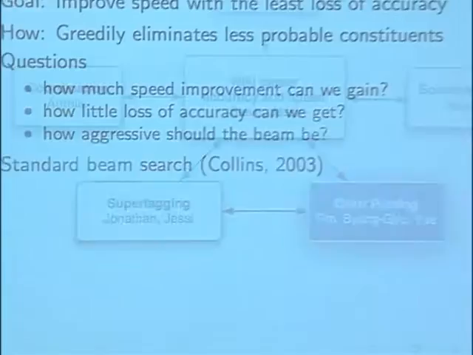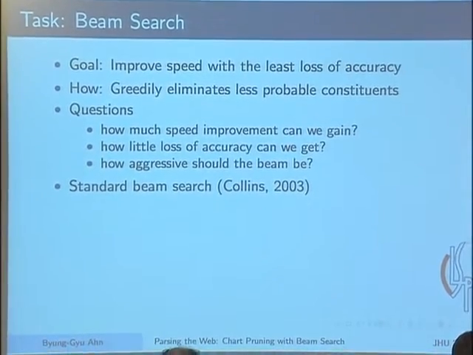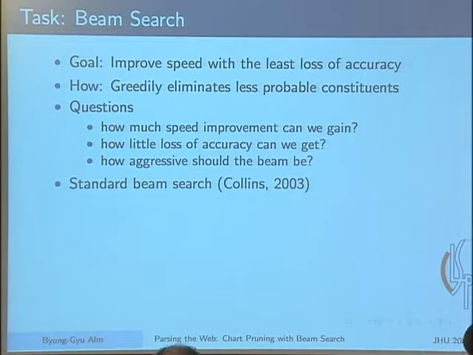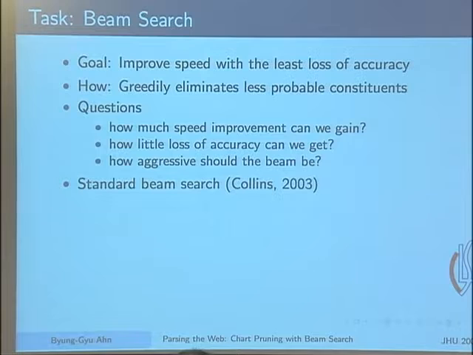And the repeating theme in our talk and the goal of beam search is to improve speed with minimal loss in accuracy. So, in the beam approach, we focus on pruning constituents in each cell of the chart. How we do this is to greatly eliminate less probable constituents while building the chart. So it's a standard beam search approach, as in Collins' paper. And the questions here are: how much speed improvement can you get, how little loss in accuracy can you get, and how aggressive should the beam be?